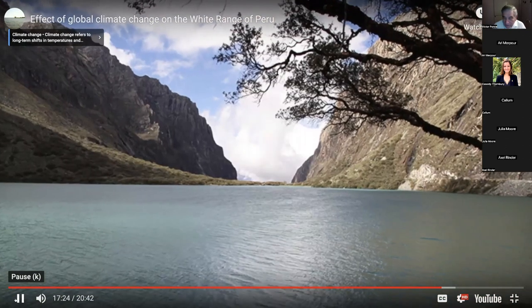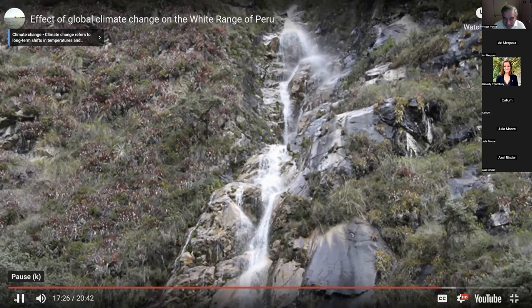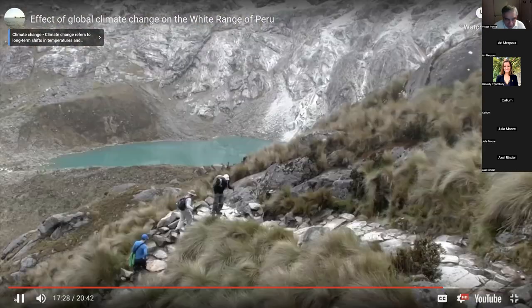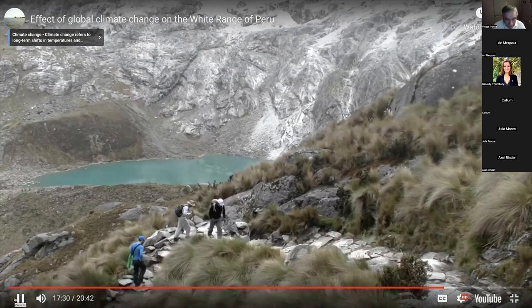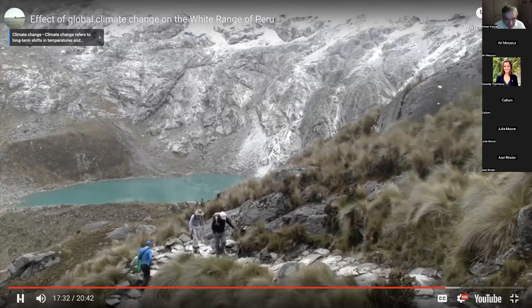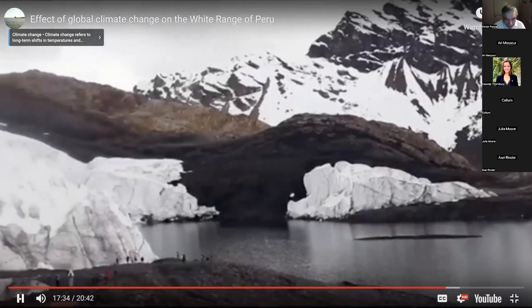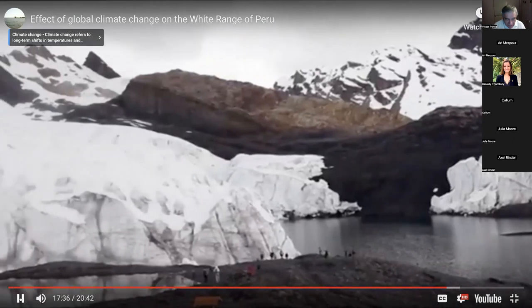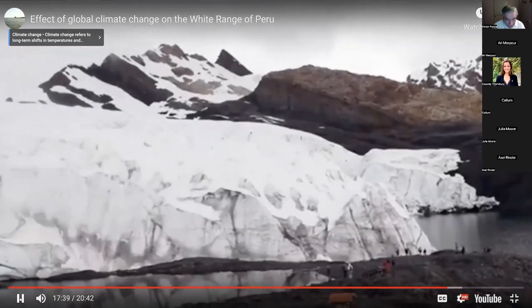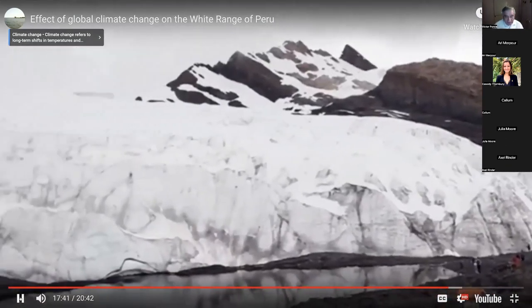The conservation of flora and fauna, the aesthetics of the natural landscape, and the societal activities of tourism, mountaineering, and alpinism. We specifically focus on the White Range of Peru, a resource of global importance and significant aesthetic value.